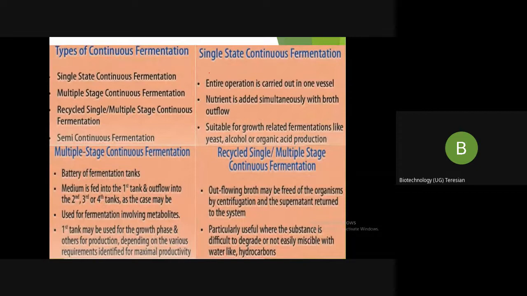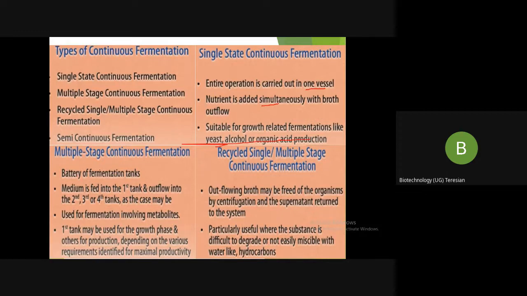Types of continuous fermentation: single stage continuous fermentation, multiple stage, recycle and semi-continuous. Single stage continuous fermentation means the entire operation is carried out in one vessel. Nutrient is added simultaneously with the broth outflow. It is suitable for growth-related fermentations like yeast, alcohol and organic acid production.